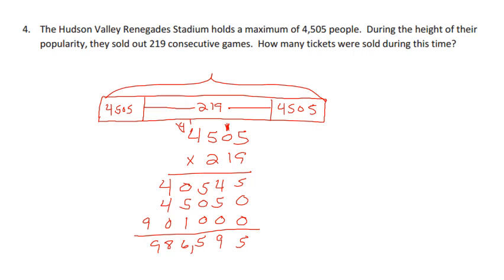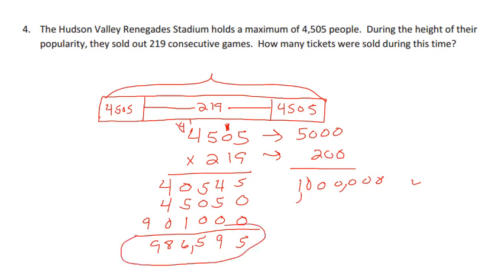Now we're looking at the estimate. I know 4,505 would be close to 5,000. Now I know 219 would be close to 200. So our estimate is going to be 10, because 2 times 5 is 10, and 5 zeros. 1, 2, 3, 4, 5. So it should be close to 1 million, and we have 986,000. We rounded up on our estimates, so we do know that our answer should be a little smaller than that. So it checks. So our total answer would be this one down here.